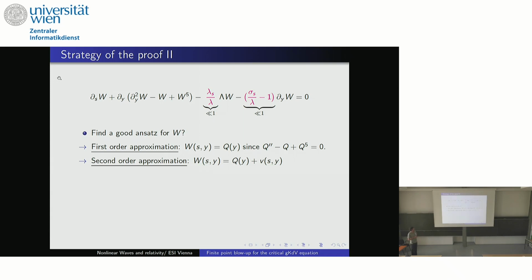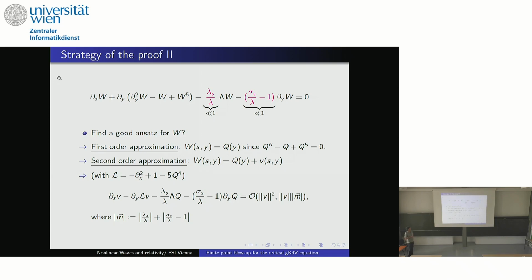Here we look for an ansatz Q plus some small v. Plug that into the equation and derive the equation for small v. What you get is dsv plus dy of lv, where L is the linearized operator around the ground state. And then I just keep here lambda of q and dyq. Everything else I put on the right-hand side, so I will have a big O of nonlinear terms, either v squared or v times the modulation, which are the equations for the parameters.